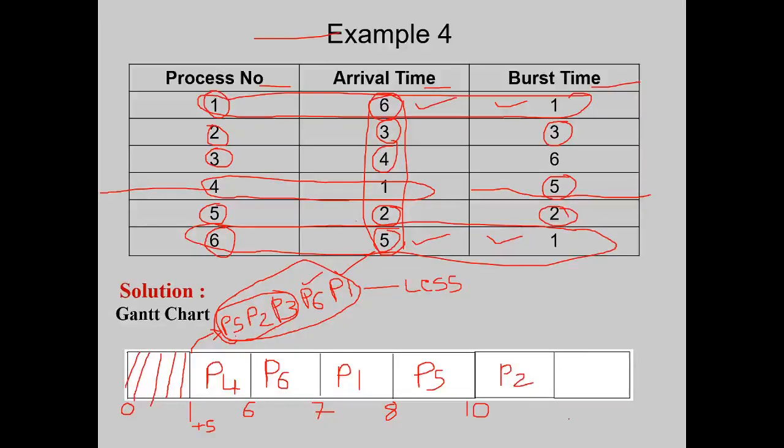Process P2, and it is going to take 3 units, so 10 plus 3, 13 units. Then the last process is 6, that is process P3. So allocate the process P3. So 13 plus 6, it is 19. So this is the allocation of the processes based on the less burst time. At the beginning the arrival time will be considered, and later on the burst time will be considered.